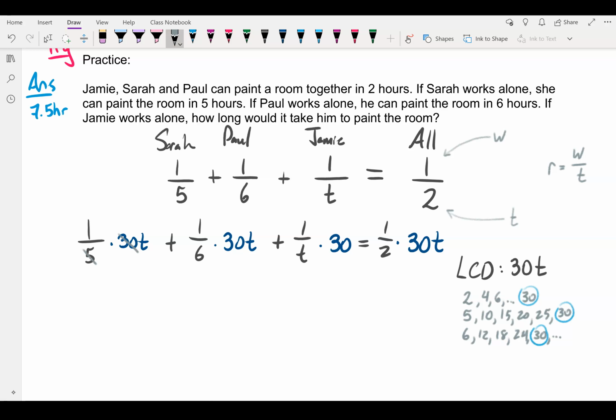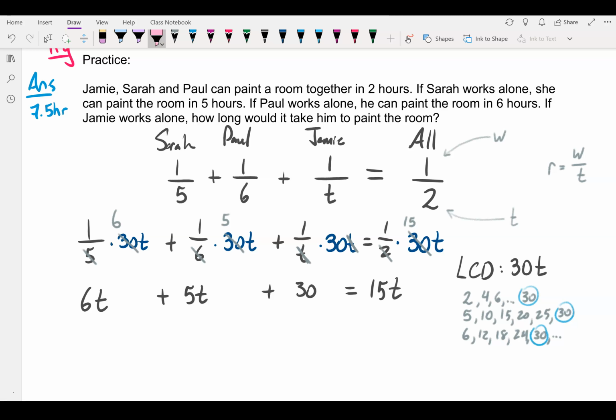30 by 5, that's a 6. 30 by 6 is a 5. 30 here, nothing cancels there. But 30 over 2, wait, I forgot a t here. That was close. I thought there was something weird about that not canceling. We've got 30t. That will cancel the t. That's a good thing. All the fractions need to cancel, right? And then on the right side, 30 over 2 is going to be 15. So let's see what we have. We have 6t plus 5t plus 30 equals 15t.